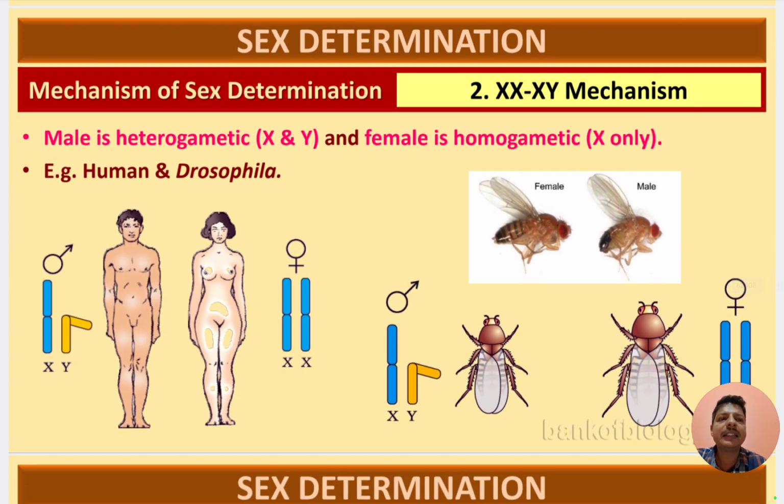Next is the XX and XY mechanism. The male is heterogametic, X and Y, and the female is homogametic, only X. Examples are humans and Drosophila.